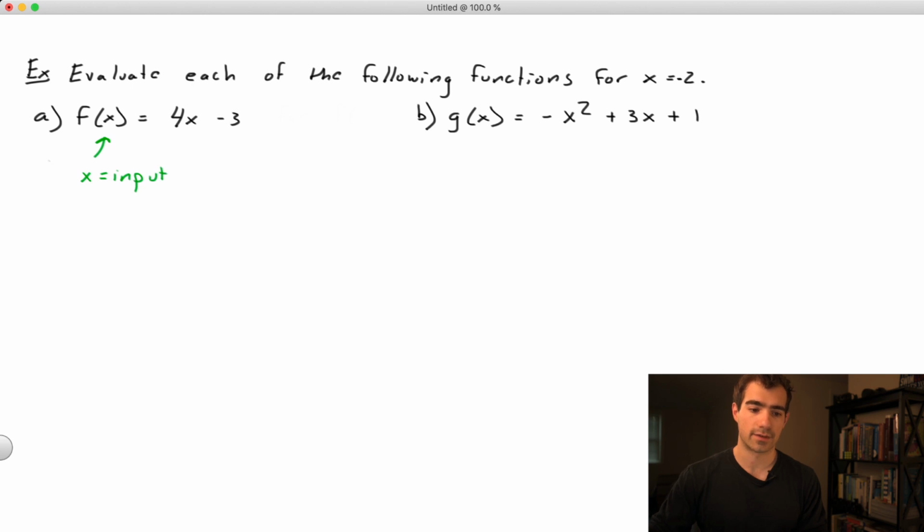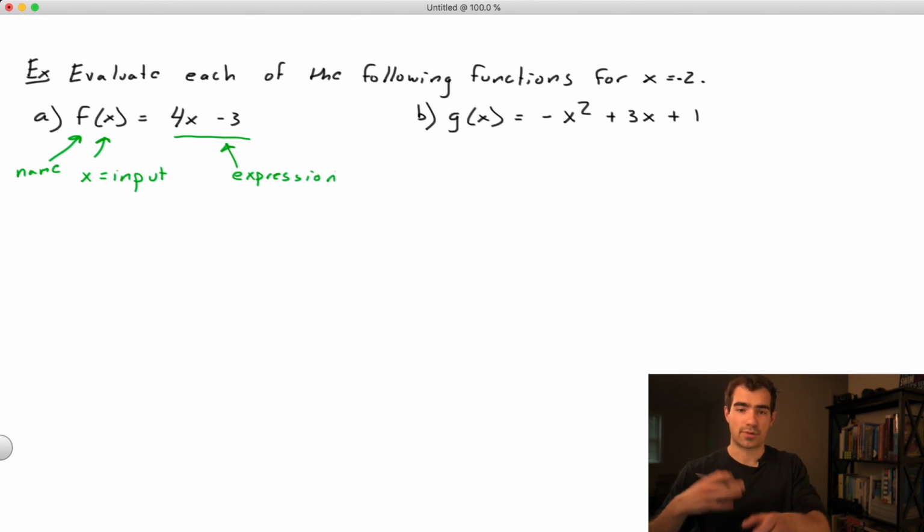We've got a function named f, and here we have the expression that determines how we're going to evaluate this, determines the rule that's going to take that input, process it, and give us the output. And likewise, we have the same on the right here with g, right? This is a different name, we call it g, but it still follows the same format.